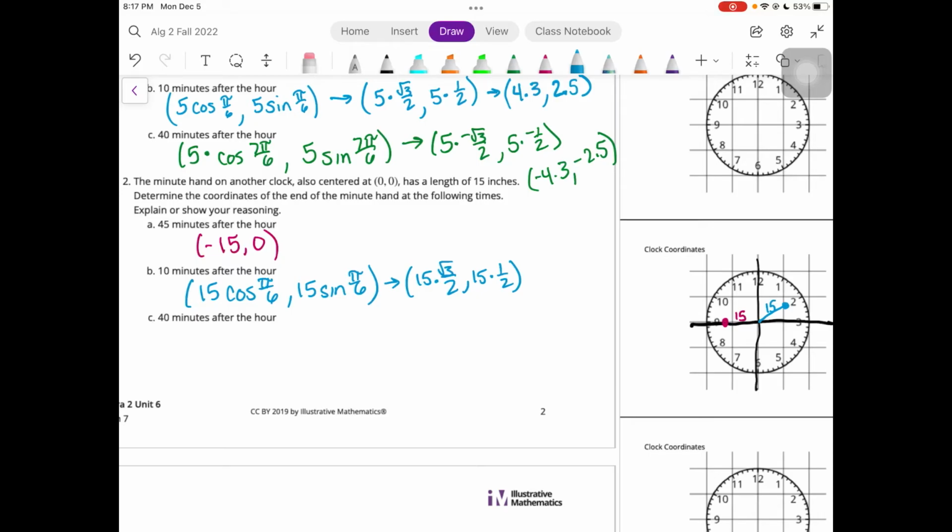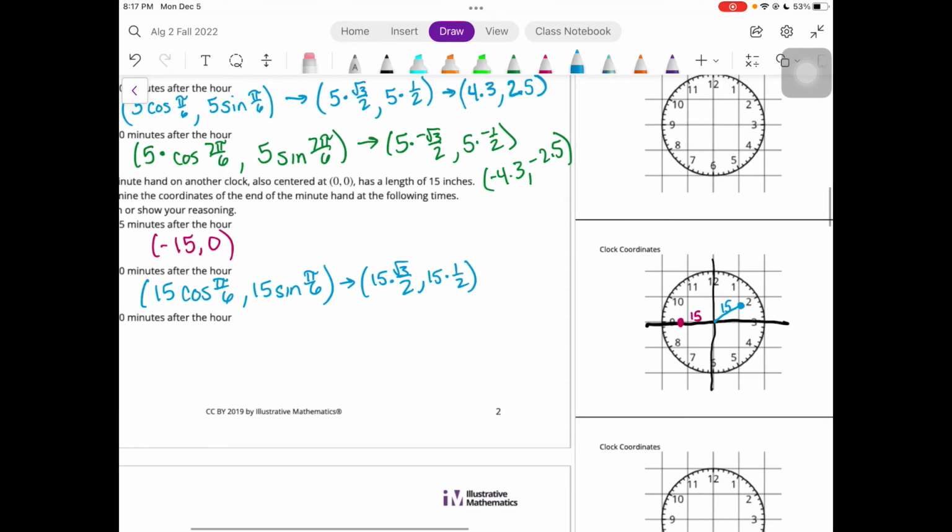And then we can plug those into the calculator if we want to, or you can leave them as, well, any of these answers really. So I'm just going to write 15 square root of 3 over 2 and then 15 over 2 just to consolidate a little.